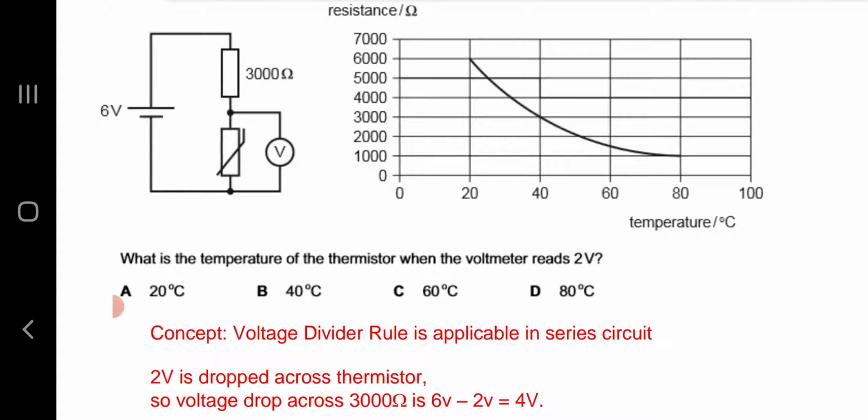Okay, so you can see from the graph that 1500 ohm thermistor resistance is when the operating temperature is 60 degrees Celsius. So option C.